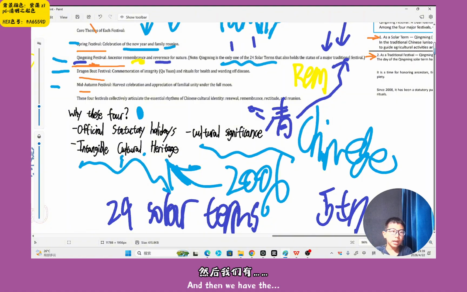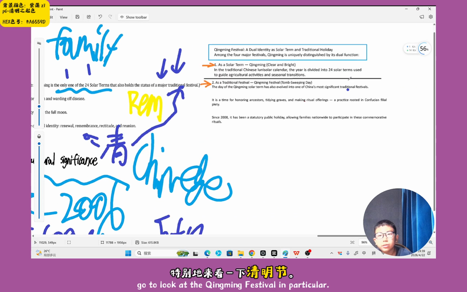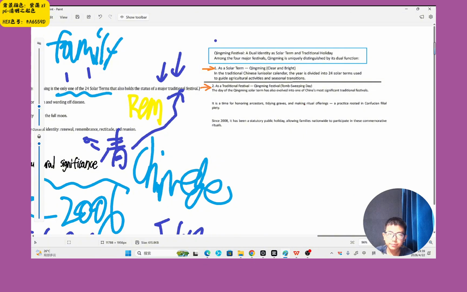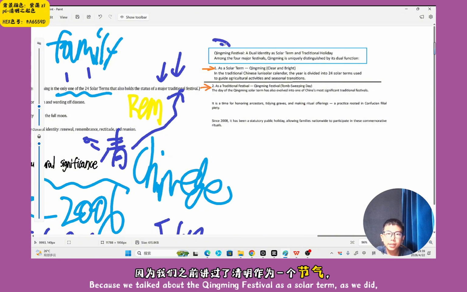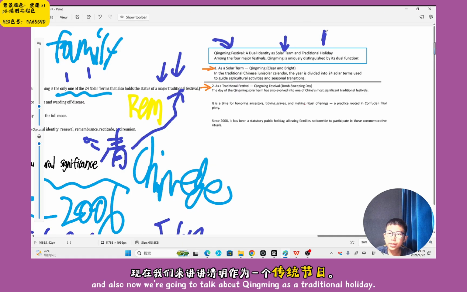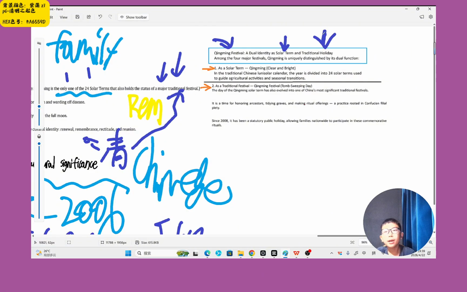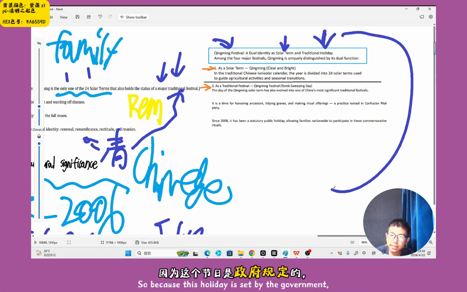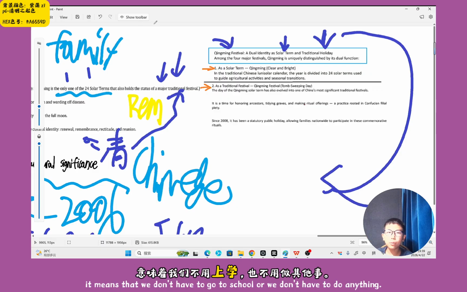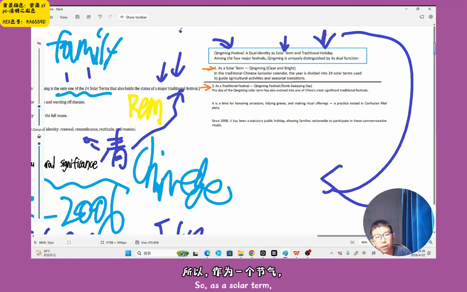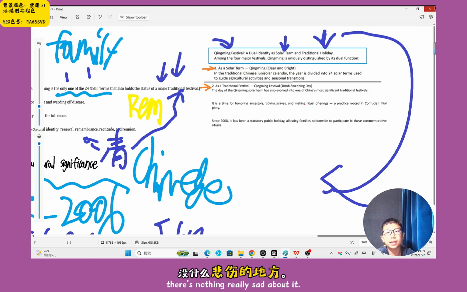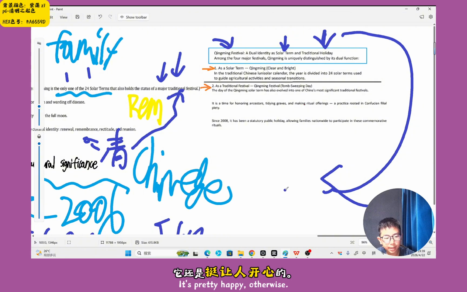And then we're going to look at the Qingming festival in particular. Because we talked about Qingming as a solar term, and now we're going to talk about Qingming as a traditional holiday. Because this holiday is set by the government, it means that we don't have to go to school or do anything. So as a solar term, Qingming is actually pretty happy. It's clear and bright. As a solar term, there's nothing really sad about it. It's pretty happy.